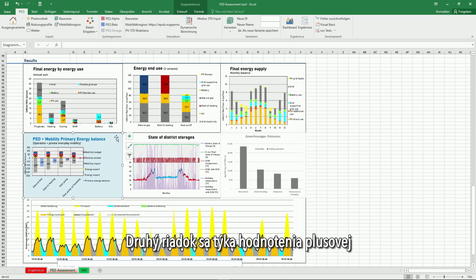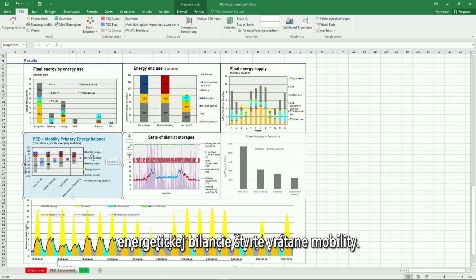The second row is on the actual assessment of the positive energy district balance, including mobility. So you can see here again four variations, and the last one has a positive energy balance or a net zero energy balance.